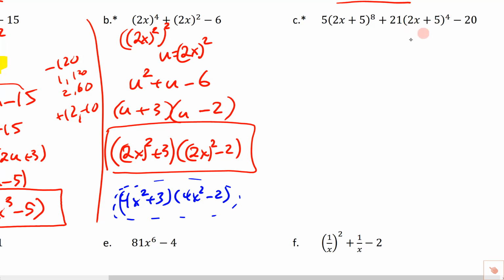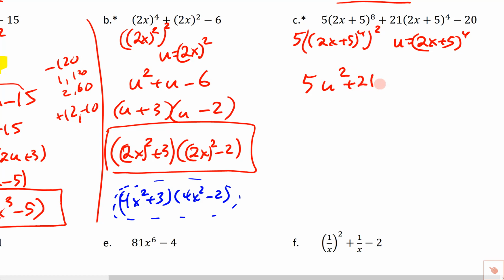And that's going to help us on something like this, where this middle variable part is going to be our u. So we're going to say u equals (2x plus 5) quantity raised to the 4th. And then we want to recognize that this would be written as 5 times ((2x plus 5) squared) raised to the 4th squared. Again, power to a power, multiply them. We're counting on this one being double the exponent right here. So that's going to allow us to write this as 5u squared plus 21u minus 20.